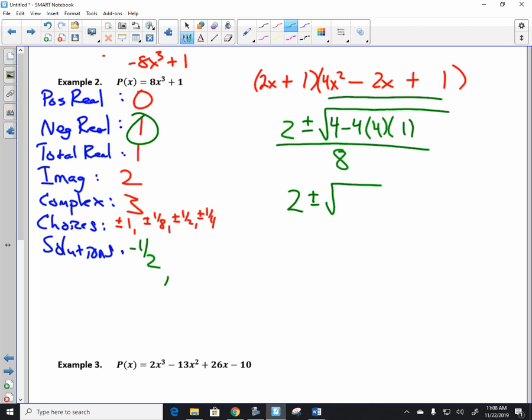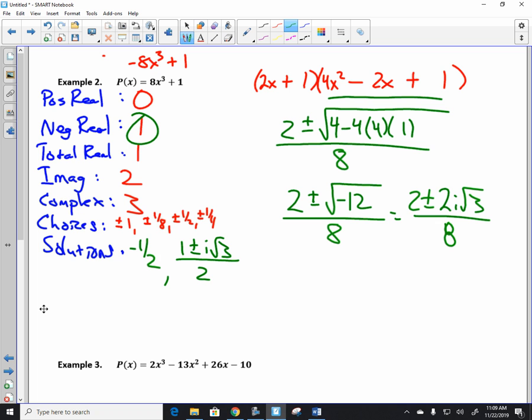What do I get underneath the square root sign? Negative 12. Square root of negative 12. Take out a 2i roots of 3. Everything is divisible by 2. So I have 1 plus or minus i roots of 3 all over 2. I'm sorry, not over 2, but over 4.